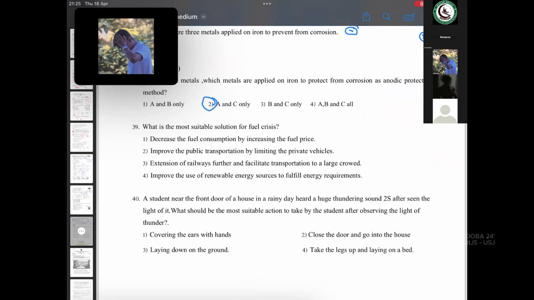40th one. A student is near the front of a house on a rainy day, and it's also thundering. He heard a huge thundering sound 2 seconds after seeing light. You all know this reason, right? Because the velocity of light is fast. First you see the lightning, and then you hear the thunder. What should be the most suitable action?